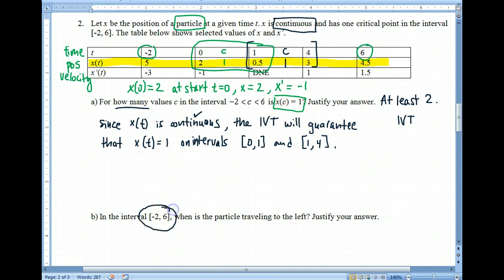So on this interval, when is the particle traveling to the left? How do you know if it's traveling to the left? Velocity less than 0. Velocity has to be negative. But in this case, the velocity is x prime of t. When is this negative? At 0. When the particle is at 0. So when t equals 0.